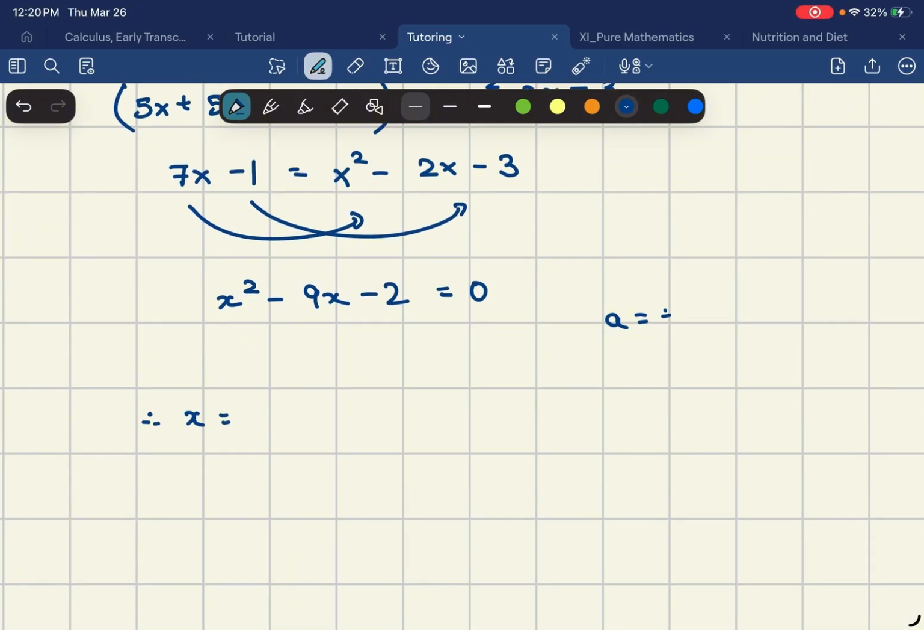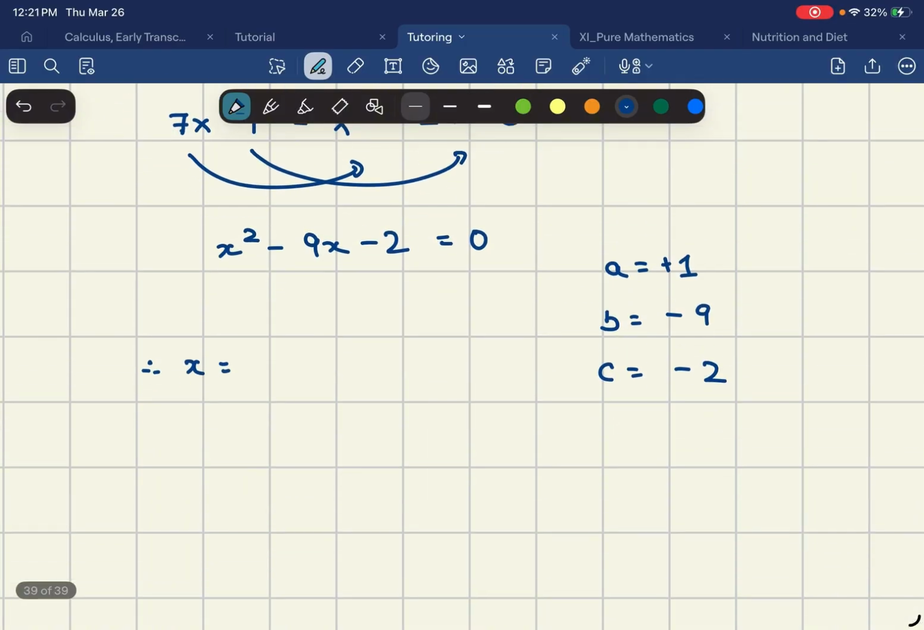So a is positive 1. And I know I've done the simplification a bit quickly, but feel free to take your time to understand it. So 1, negative 9, and minus 2. So x is going to be 9, minus b, plus or minus the square root of b squared is 81 minus 4 times a is 1 times c is negative 2. So that is going to give me minus 8, so that is just 89 over 2 times a. 2 times 1 is 2.